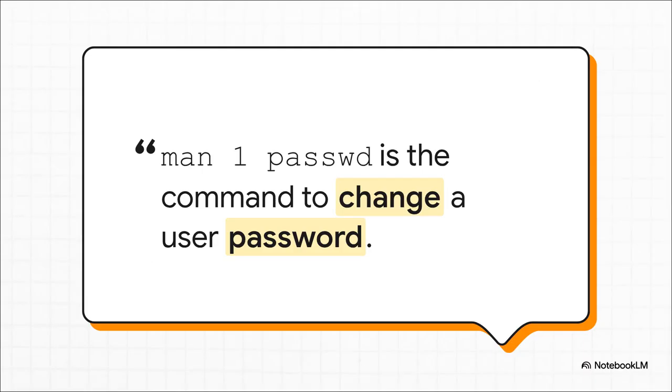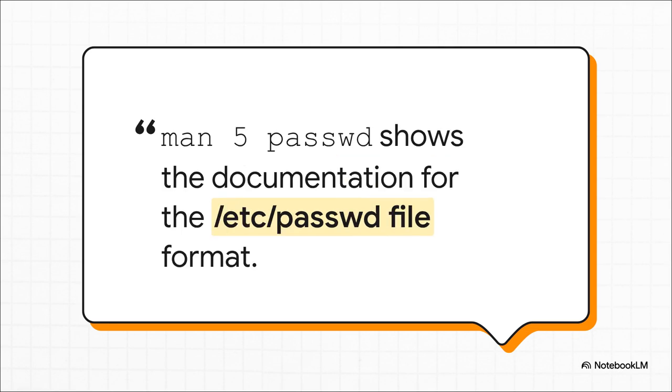If you run man 1 passwd, you're telling the man command, hey, only look in Section 1, the one for user commands. And what do you get? It shows you the manual page for the command that lets you change a user's password. Makes perfect sense. But watch this. If we ask for Section 5 instead, by running man 5 passwd, we get documentation for something totally different, the /etc/passwd file format itself. This is such a great example of why sections are so cool. They let you pinpoint exactly what you need information on and avoid any mix-ups.